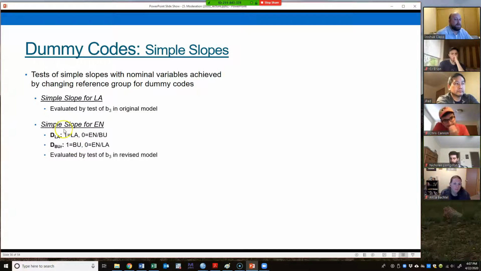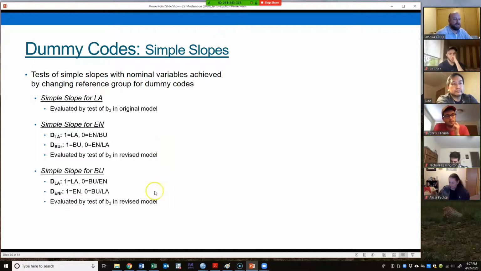But if I wanted to look at my simple slope for engineering, what I would do is create a couple of new dummy variables. I'd have a dummy variable for liberal arts, where 1 is liberal arts and 0 is engineering and business. And then I'd have a recoded business dummy, where 1 is business, 0 is engineering and liberal arts. And then I just run my new regression model with that dummy instead of my original dummy. And my coefficient for GPA is going to be the unique effect of GPA on starting salary for my engineers.